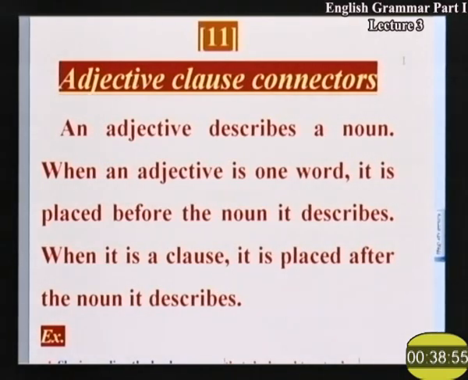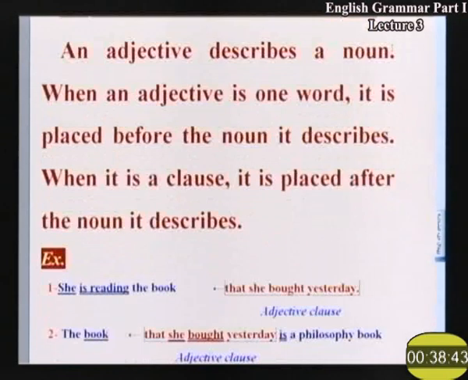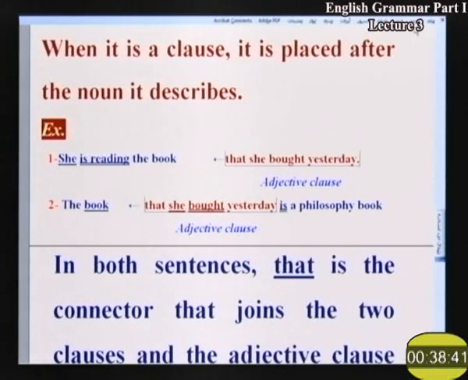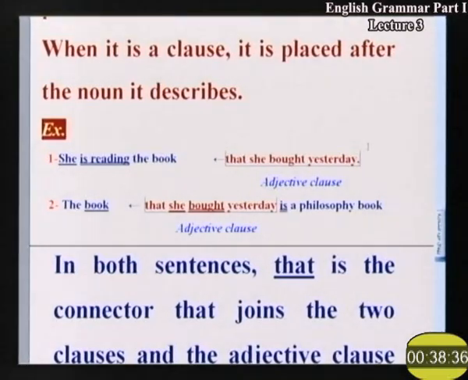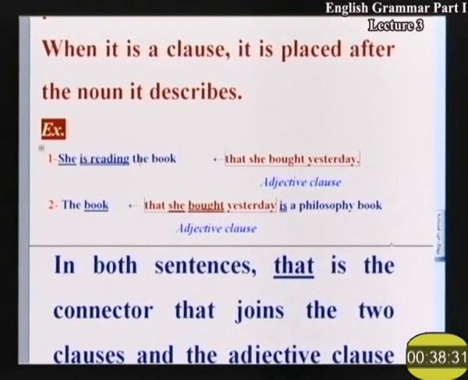يبقى عرفنا يعني when an adjective is one word, remember this, it is placed before the noun it describes. When it is a clause, it is placed after the noun it describes. تعالوا نشوف مع بعض. She is reading the book that she bought yesterday. تعالوا نبص على الجملة الأولانية. She is reading the book. طيب she subject is reading verb. طيب the book is an object. طيب ممكن الجملة دي تبقى لوحدها she is reading the book.